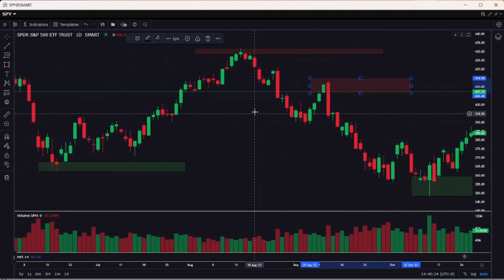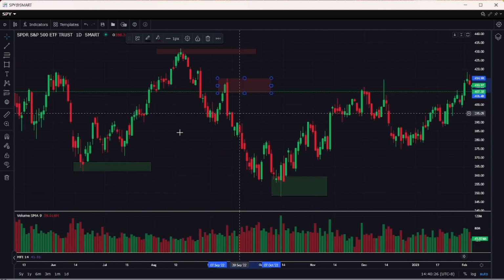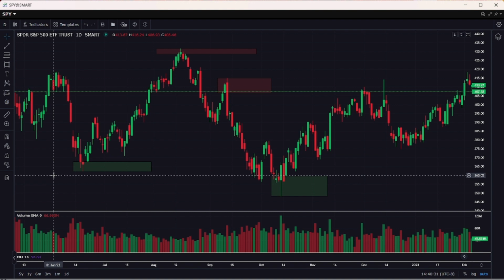And that's as simple as it can get. I don't complicate it. Once again, keep it simple. And those are how I draw my zones and identify my supply and demand.